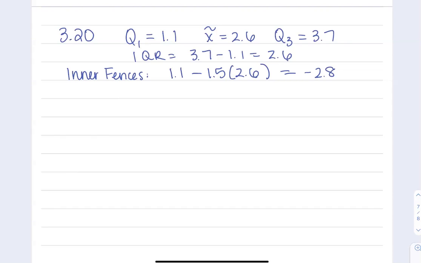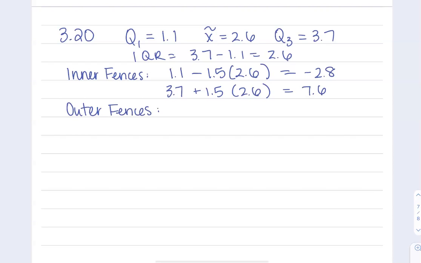And our inner fence, but on the high side, would be 3.7 plus 1.5 times 2.6. So 3.7 plus 1.5 times 2.6 gives us 7.6. Now for our outer fences, we're going to go 3 of those IQRs. So 1.1 minus 3 times 2.6, that's negative 6.7, and 3.7 plus 3 times 2.6 gets us to 11.5.